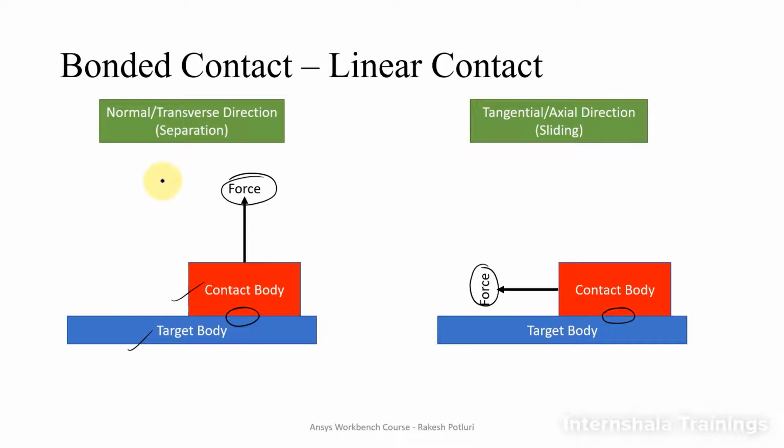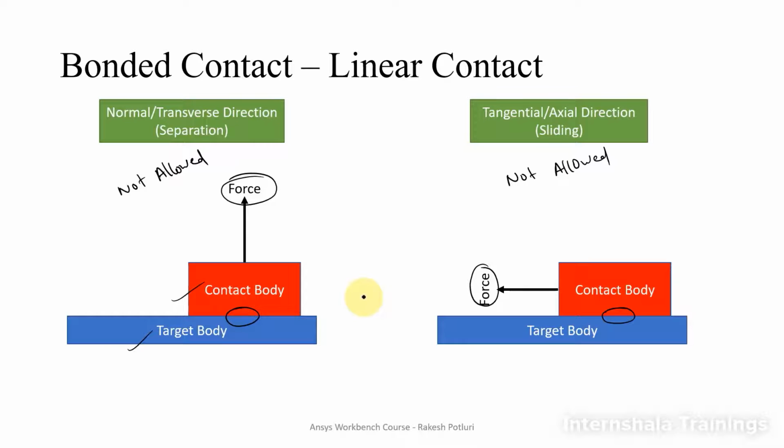That means separation is not allowed in bonded contact, as well as sliding is also not allowed. Simply remember, bonded contact is nothing but taking 2 objects and gluing them together so that they act as a single part. That is what we are simulating in the bonded contact. This bonded contact is by default a linear contact, and it is present in every FEA software. And for linear analysis, in most cases we will be using the bonded contact.